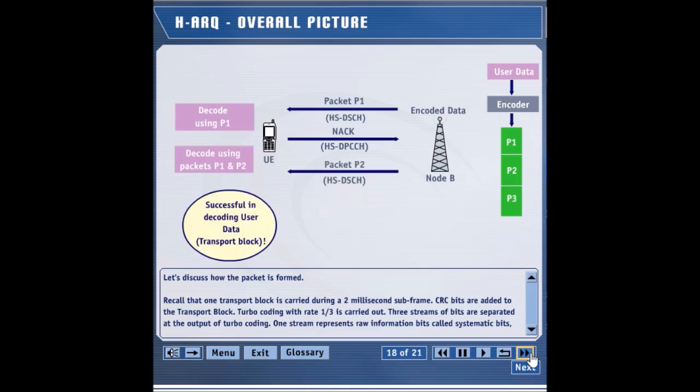Node B then sends packet P2 that may have a priority of systematic or non-systematic bits. UE combines P2 and P1 to decode the packet. Since the UE decodes the packet correctly, it sends an ACK to the node B on the HSDPCCH. Node B then stops retransmission of the packet. Node B can now transmit a new packet.